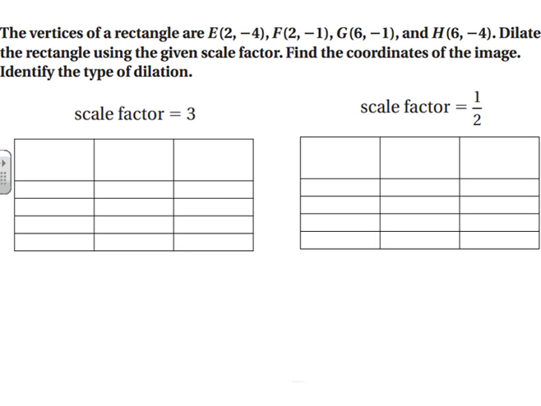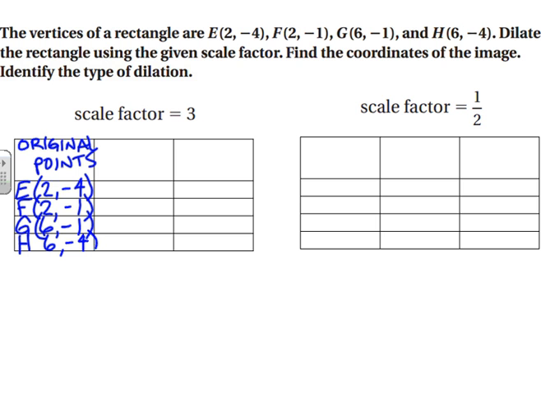Okay, this time we have a rectangle and we're going to dilate it with a scale factor of 3 and then again with a scale factor of 1/2. So I'm going to set this up the same way as before. I'm going to put my original points in my first column. So I have E at (2, -4), F at (2, -1), G at (6, -1), and H at (6, -4).